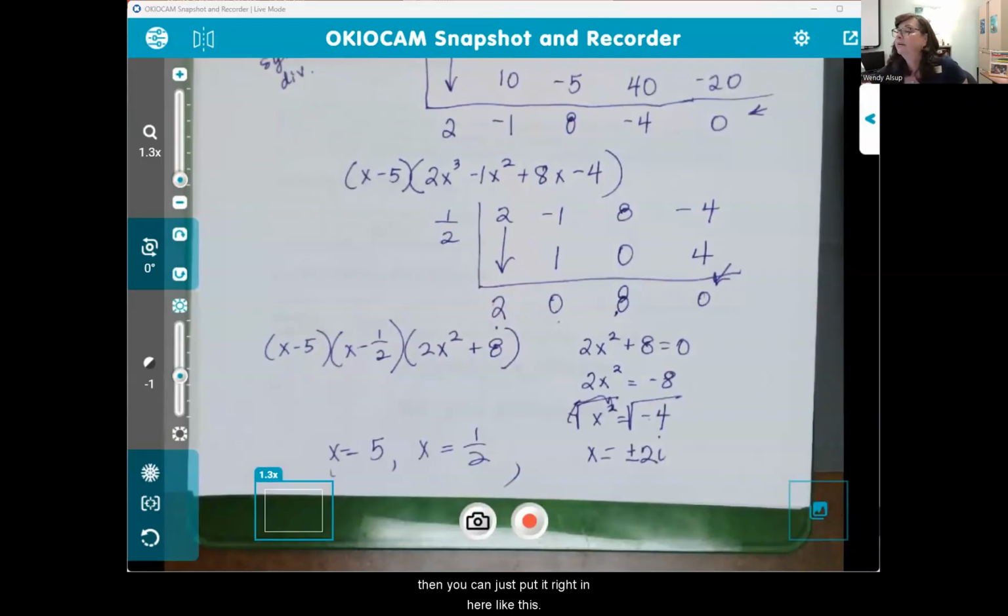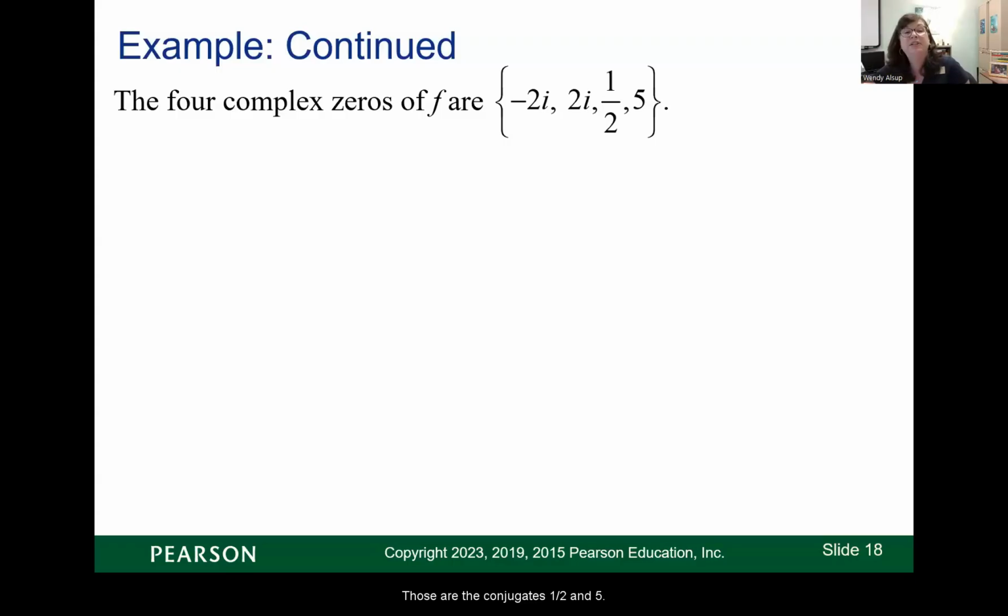All right, now if the book asks you how to write these answers, then you can just put it right in here like this. -2i, 2i, those are the conjugates, 1/2 and 5. And we found 2 real zeros which fit what Descartes' rule of signs told us to expect. All right, so that finishes up finding complex zeros.